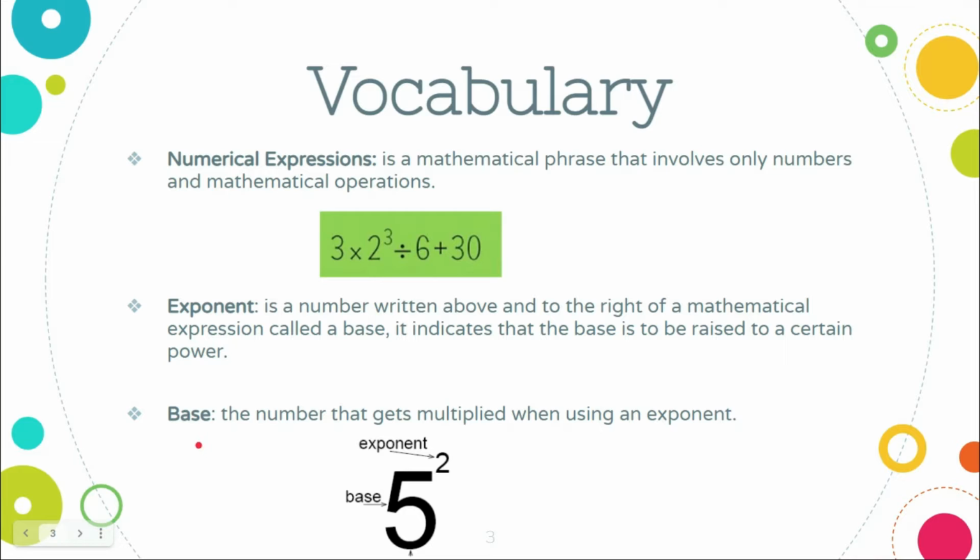Next, we have the word base. This is a number that gets multiplied when using an exponent. So just like in the example above, all of this here is a power. The number 5 is the base, and this is the number that is going to multiply itself. And the exponent, or the number raised to the right, determines how many times the base is going to be used as a factor. So in this example, 5 squared means that this number 5 will be used as a factor 2 times. So we would say 5 times 5, that is equal to 25.